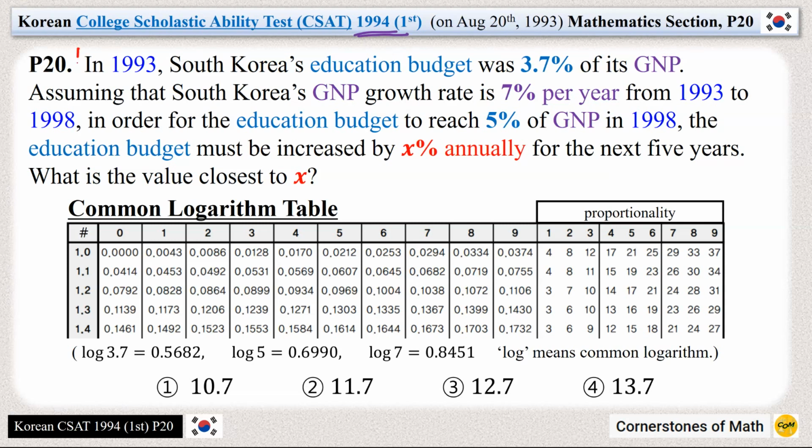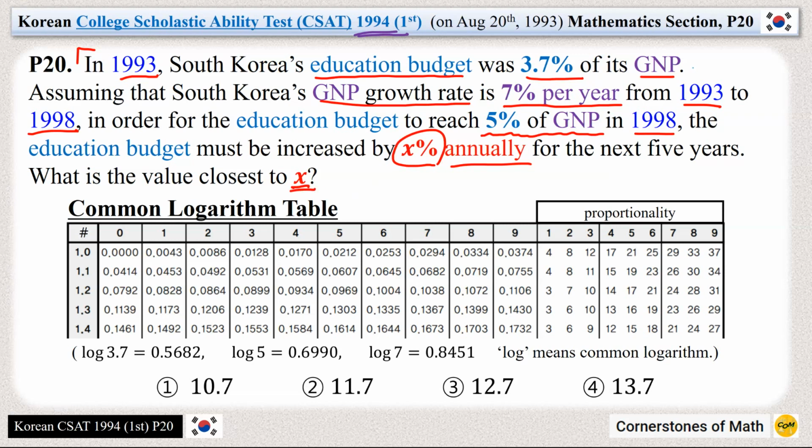So today's problem is, in 1993, South Korea's educational budget was 3.7% of its GNP. Assuming that South Korea's GNP growth rate is 7% per year from 1993 to 1998, in order for the education budget to reach 5% of GNP in 1998, the education budget must be increased by X% annually for the next 5 years. What is the value closest to X?